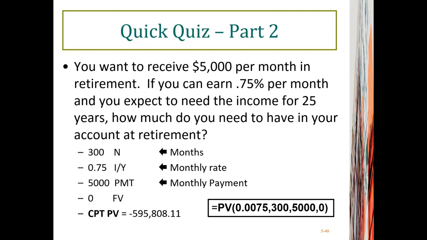And you can solve the same problem by using an Excel spreadsheet. Here, the first number is the rate of the interest, which is 0.0075. Be careful about this small number, right? 0.75% equals 0.0075. And the second number is the number of time periods, 300 months. PMT is 5,000, and the FV is 0.